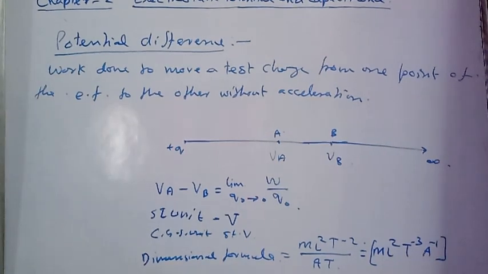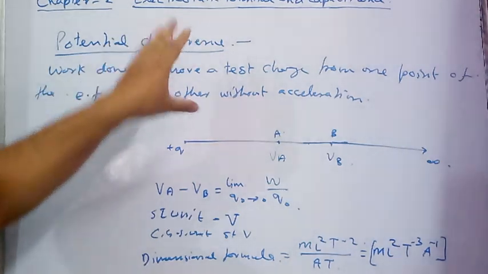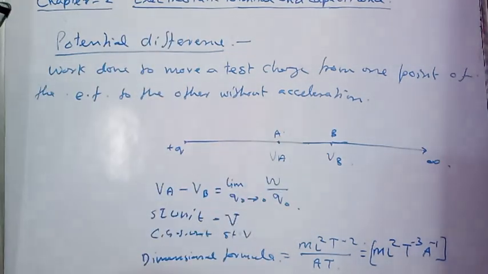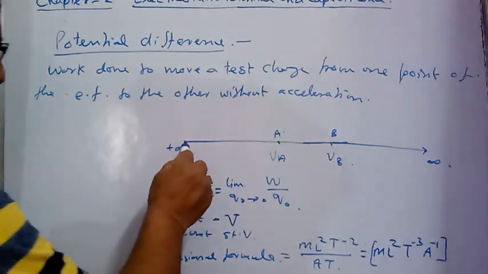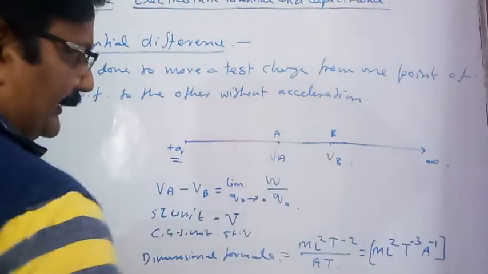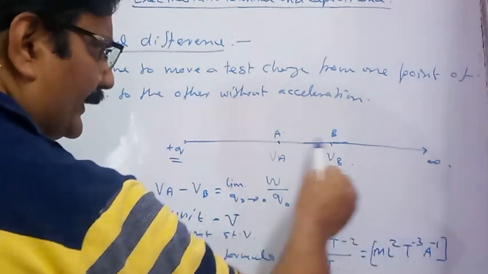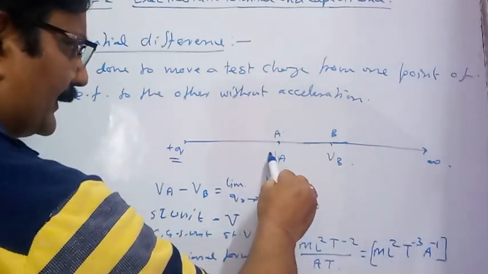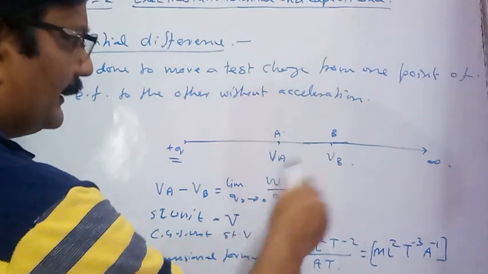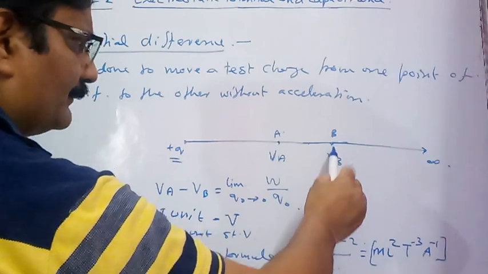After defining electrostatic potential at a point of the electric field, what is potential difference between 2 points of the electric field? Here you can see in the electric field of this source charge, there are 2 points, point A and point B. If a test charge is to be moved from infinity to point A, certainly the amount of work is going to be greater. But if the test charge is moved from infinity up to point B, work is less.